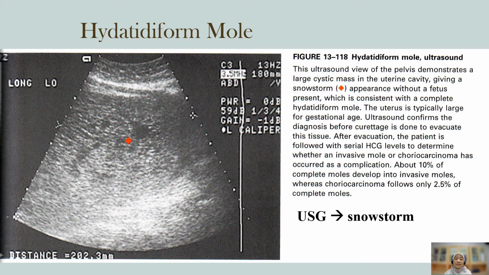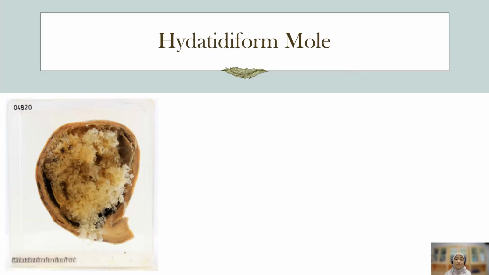This is an ultrasound view of the pelvis. Hydatidiform mole would give the snowstorm appearance, where we can spot scattered cystic hypoechoic areas within the uterine cavity.